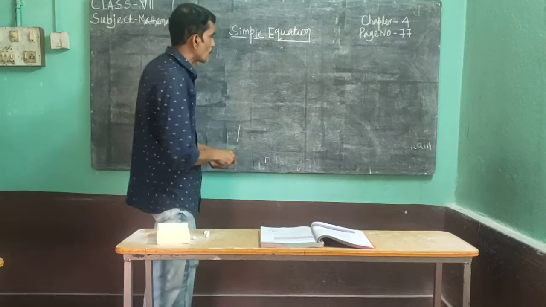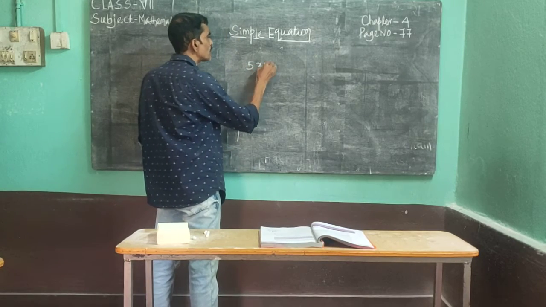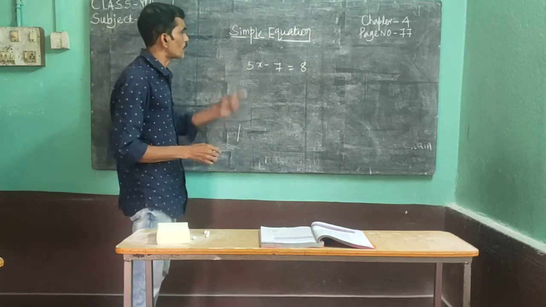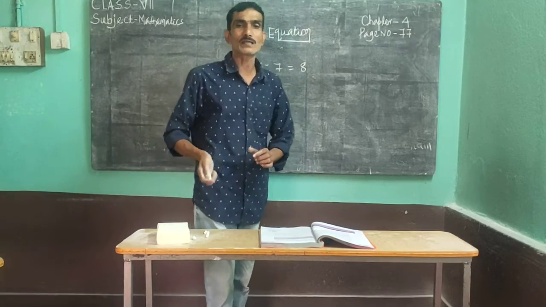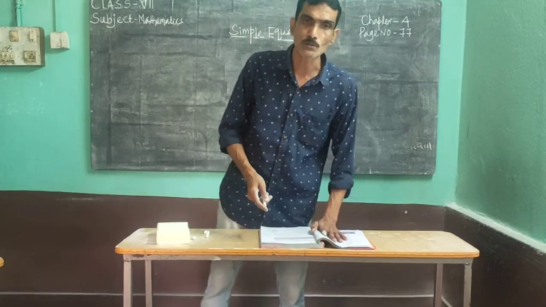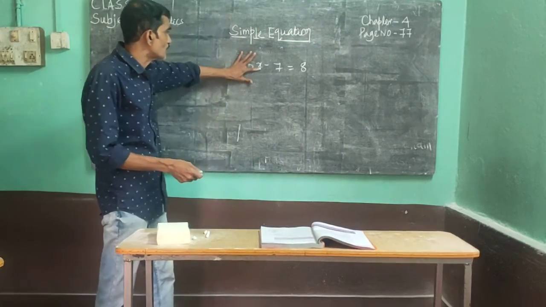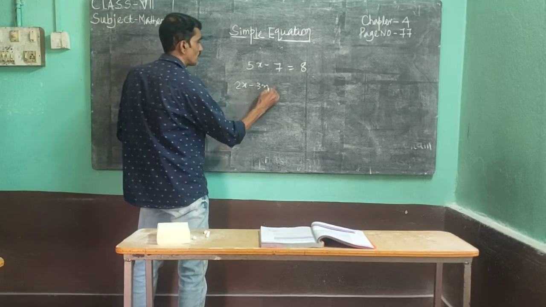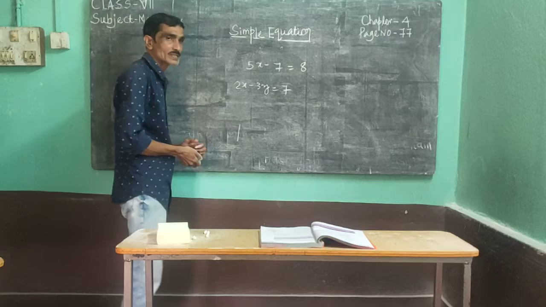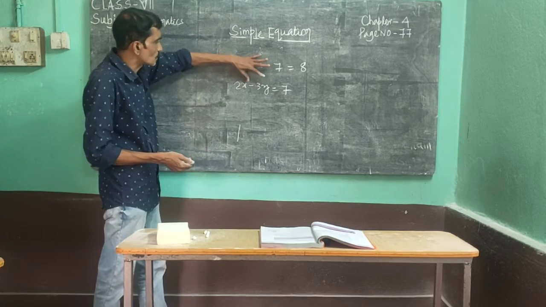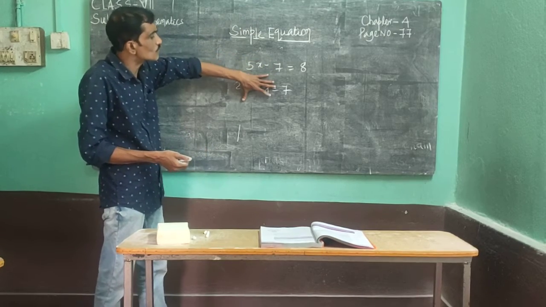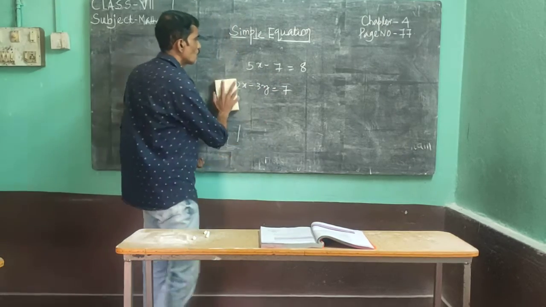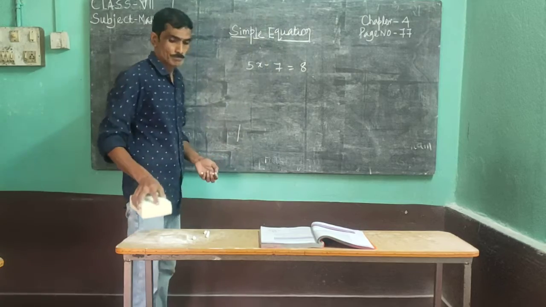For example, 5x minus 7 is equal to 8. This is a simple equation of one variable. In higher classes, you will get two variables, for example 2x minus 3y is equal to 7. Here you will get two variables, x and y. That is your study of higher classes. No need to worry about this one. We will go only with one variable.